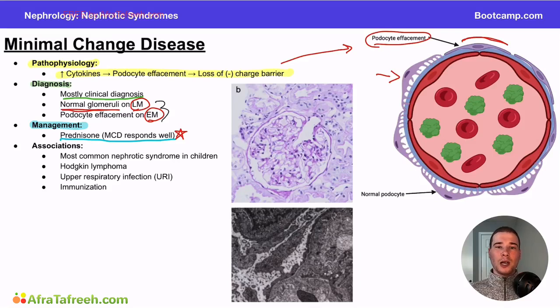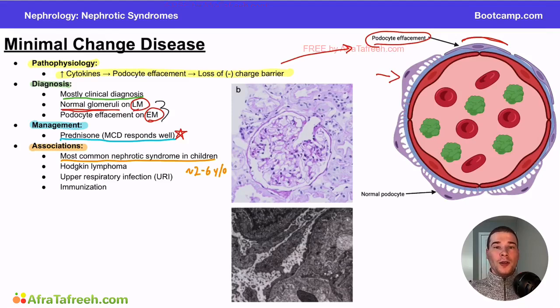And the final thing that we're going to talk about in this video are some key associations with minimal change disease. So the first one I want to highlight is that it's most common in children with a peak age of approximately 2 to 6 years old. What does this mean? Well, it means that typically in a question stem, although not always, they will present with a child having this condition.